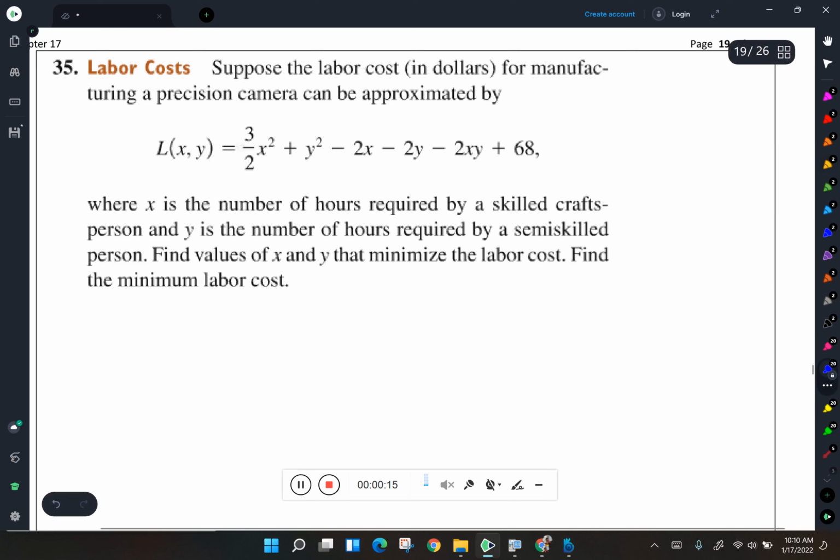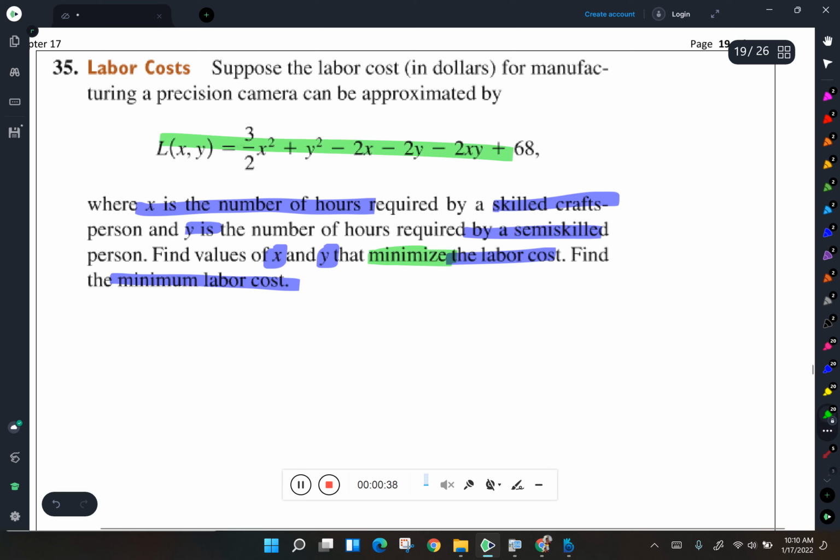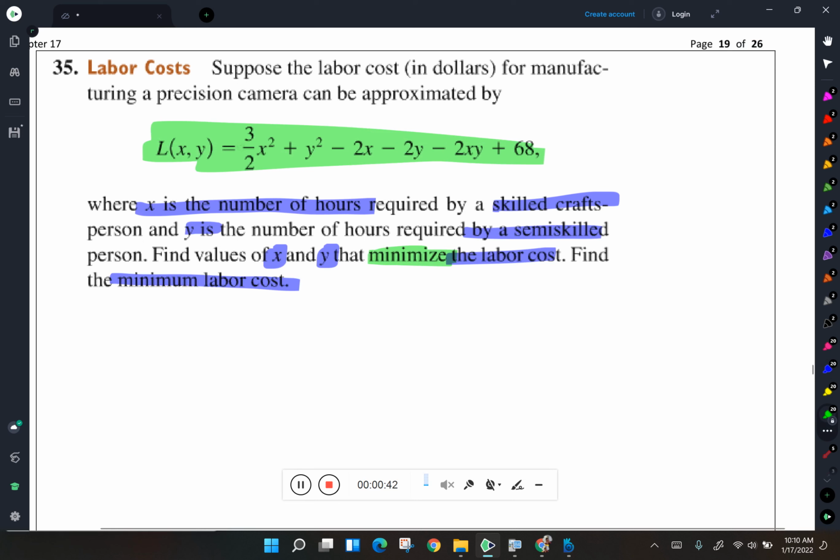It reads, suppose the labor cost measured in dollars for manufacturing a precision camera can be approximated by that function right there, where X is the number of hours by a skilled craftsman and Y is the number of hours by a semi-skilled craftsman. Find the values of X and Y that minimize the labor cost, and then find that minimum labor cost. So it looks like all we're looking for here is a minimum of a function. Okay, I can do that.